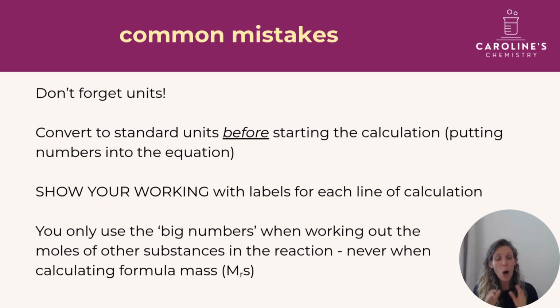And then finally, only use the big numbers, which are the numbers in front of the substances in the equation, when you are switching columns in the table. Never use those big numbers when you're calculating MRs. So for example, the MR of water is always 18, 16 plus 2 lots of 1. It doesn't matter if I have 2 waters, 4 waters, etc. The mass of the water stays the same, it's 18. Your big numbers, that's used for balancing the equation. That is for switching column and working out the moles of anything else in the equation.